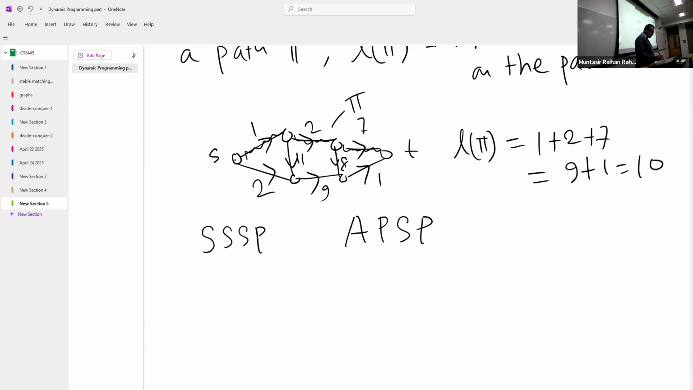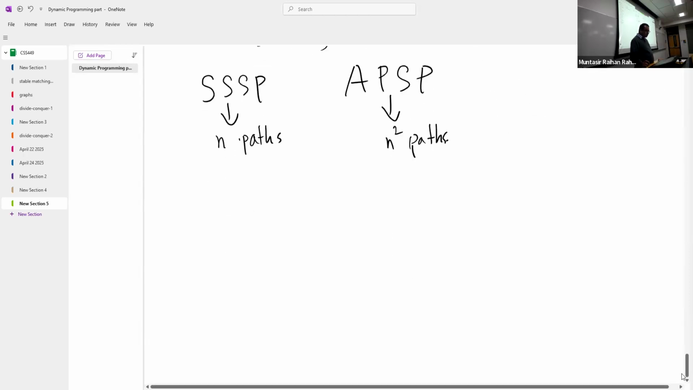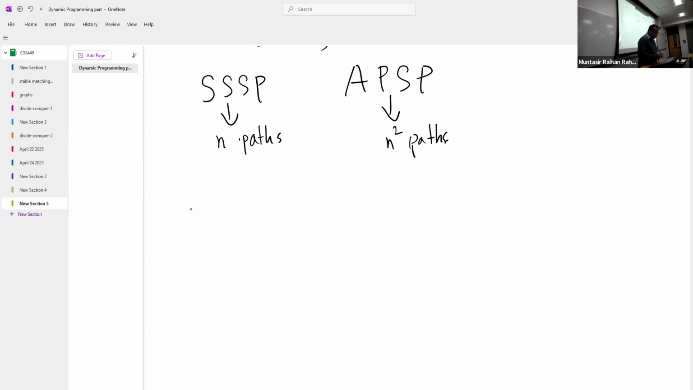So this has n paths. You return n paths here, because the source is given, but here you have to return n squared paths. And for each of them, we need to find the shortest, or minimum cost, path.